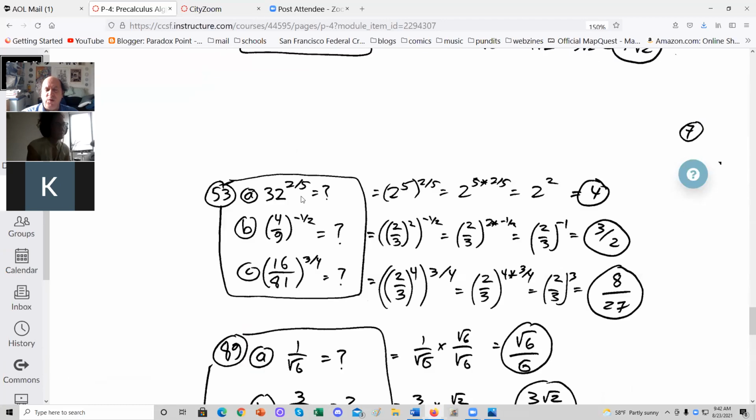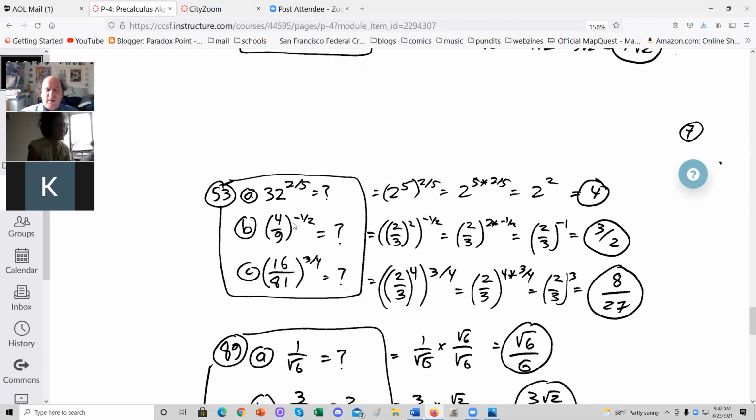Here we have a 2/5 power of 32. What's that? Well, 32 is 2 to the 5th. And so here we have a power of a power. We multiply them out. 2 to the power of 5 times 2/5. 5's cancel, leaves 2 squared. That's 4.